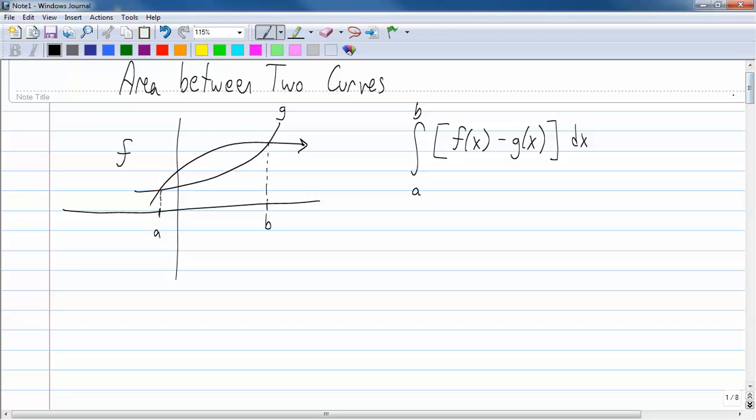So let's look at this example. Let's find the area of the region bounded by the graphs y equals x squared plus 2, y equals negative x, x equals 0, and x equals 1.